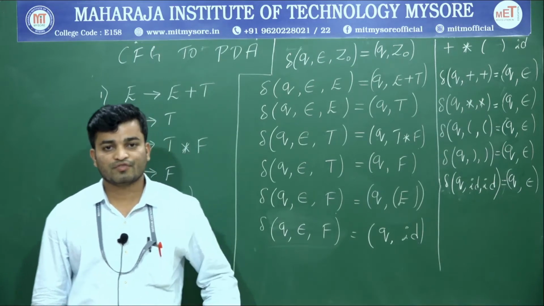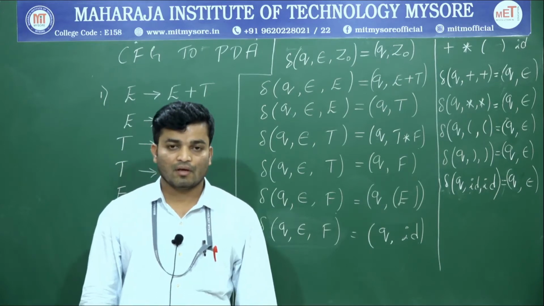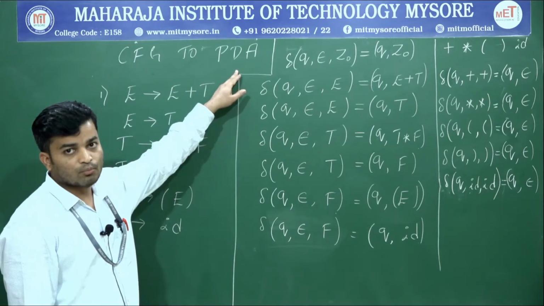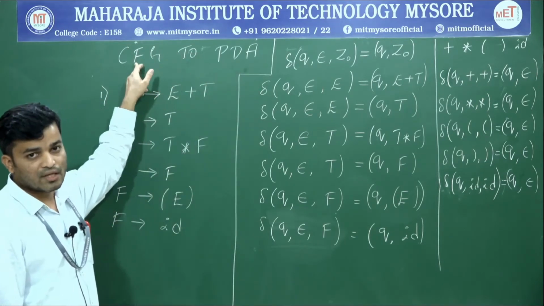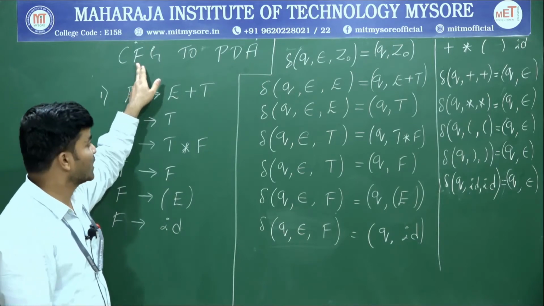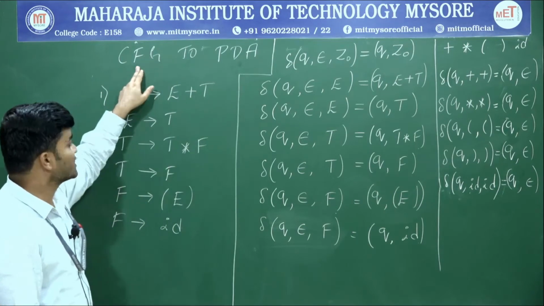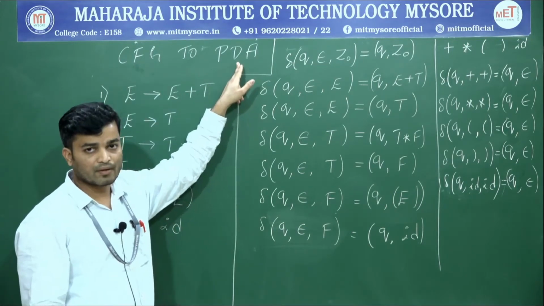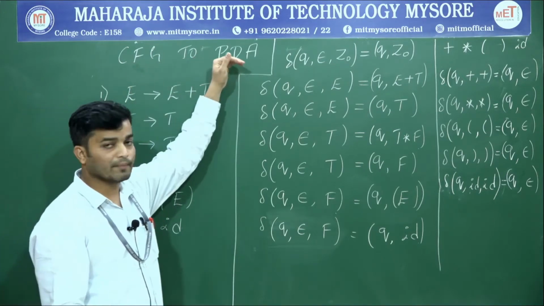Hello everyone, in this video I am going to discuss two more topics in ATC. The first one is conversion of CFG to PDA and the other is conversion of PDA to CFG. In the question they will give a CFG, and we are supposed to convert that into a PDA. CFG stands for context free grammar and PDA stands for push down automata.